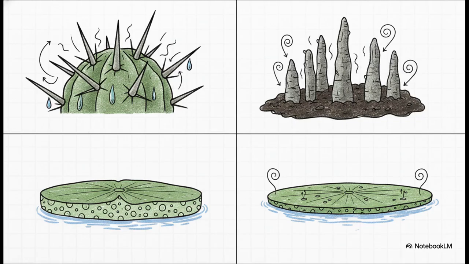And here's a tricky one. Why are the stomata on a lotus leaf on the upper surface? Well, because the lower surface is stuck touching the water, so it has to breathe from the top.